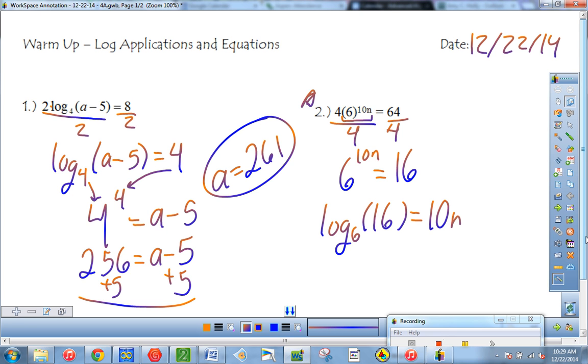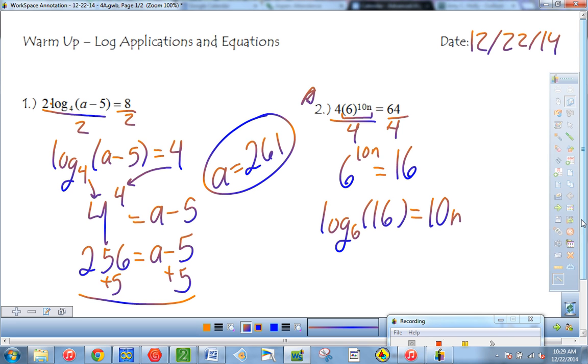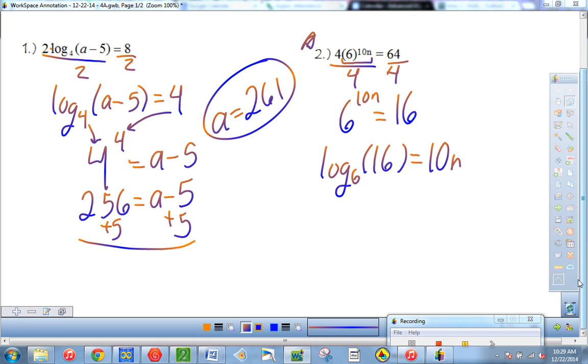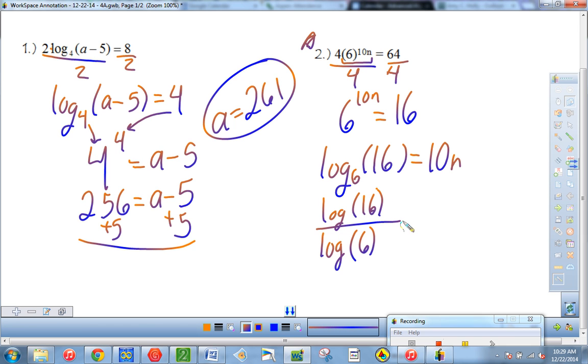We're going to have to divide by 10. What the heck is log base 6 of 16? You can put it in your calculator. Do you know how to put it in your calculator? Alright, let's use the change of base formula. So we're going to turn this guy into 2 logarithms and divide them. And since 6 is your base number, 6 goes in the denominator. It's going to give you some sort of disgusting fraction, most likely a gross decimal.